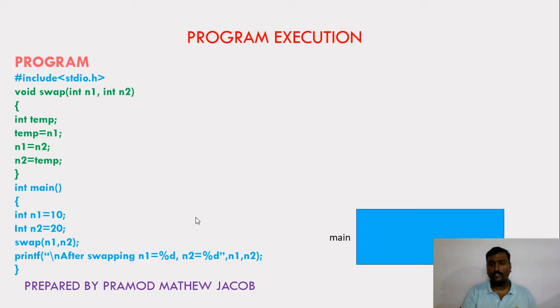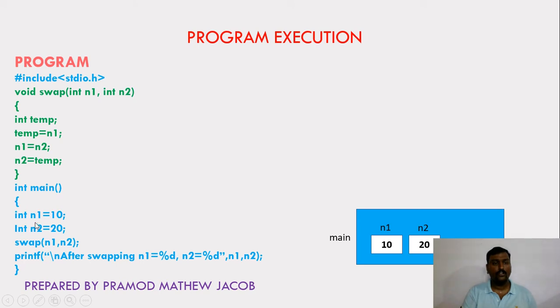In the main stack frame it will create a 4 byte memory named n1, and we are copying or initializing the value as 10. The next statement in the main function is int n2 equal to 20. Again a 4 byte memory is reserved for an integer variable, and it is mapped or bound with the name n2, and the value 20 is bound with the variable name n2.